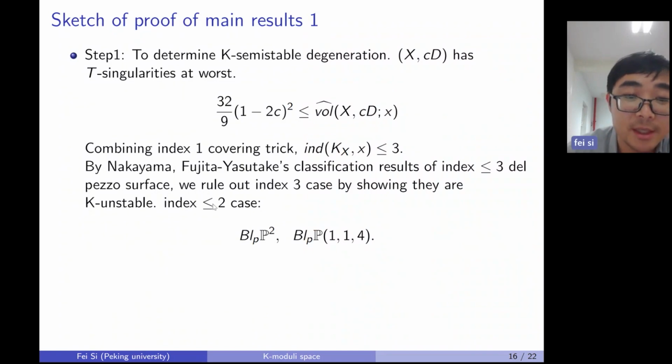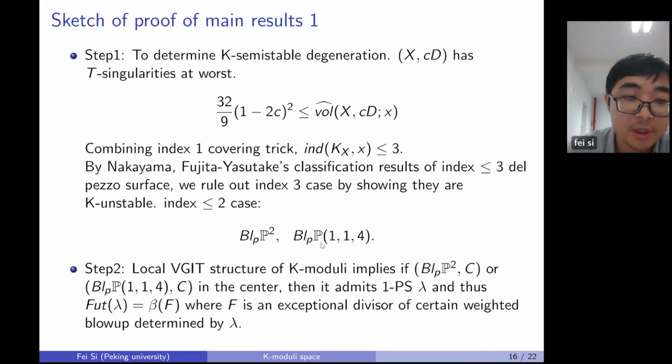So the remaining case is index smaller than 2. In this case, according to their classification results, there are only 2 possibilities. The first one is just the original surface, P2 blown up at 1 point. The second is just the blowup of P(1,1,4) at 1 point. Here, the point p must be a smooth point. So after the first step, we actually know all the possibilities of surfaces appearing in our K-moduli space.